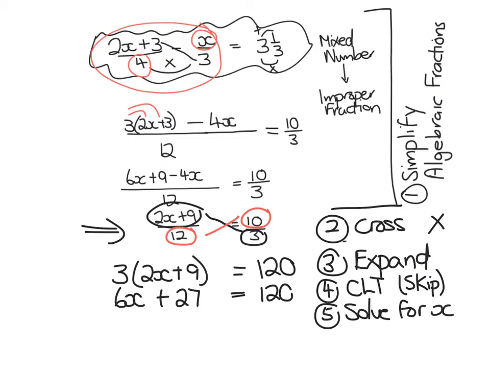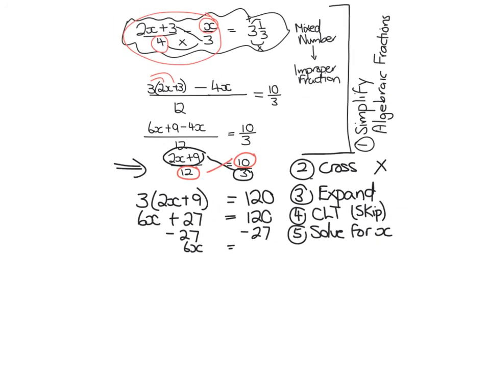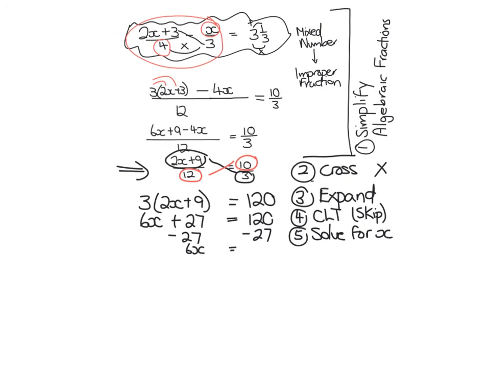So what number are we going to get rid of first? Well, we're going to get rid of the 27 first. How do we get rid of plus 27? We take 27 from both sides of the equation. We get 6x equals 93. And then to get rid of that 6, I'm going to divide by 6. So I'm going to get x equals 93 on 6. Hopefully you can see there's a common factor there of 3, so I can simplify that to x equaling 31 on 2. And my equation is solved.